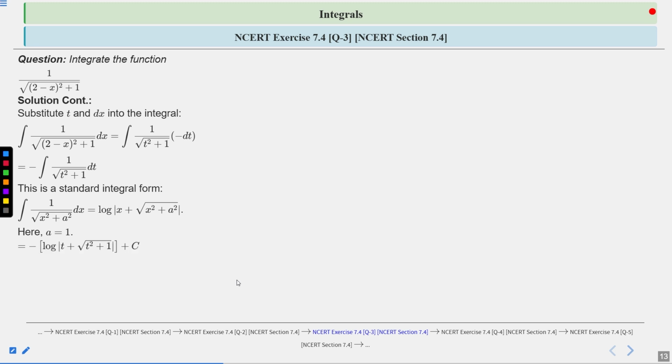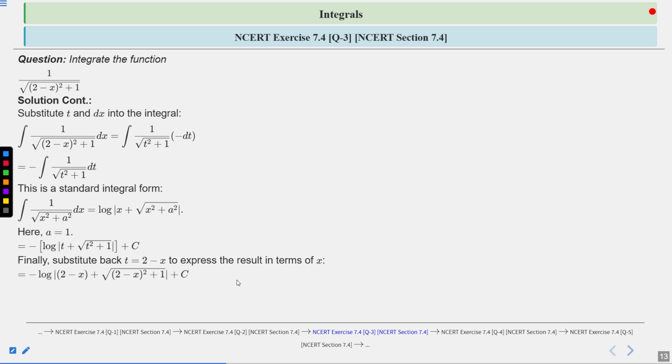So we can write it as minus of the integral of 1 upon root over t square plus 1 dt, which is minus of log mod t plus root over t square plus 1 plus c. Now finally we substitute back t is equal to 2 minus x to express the result in terms of x.